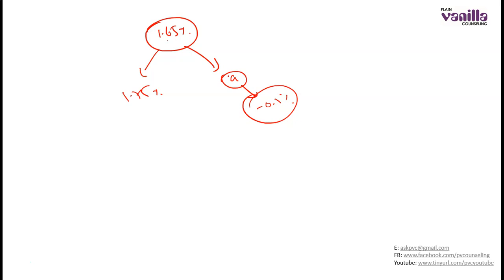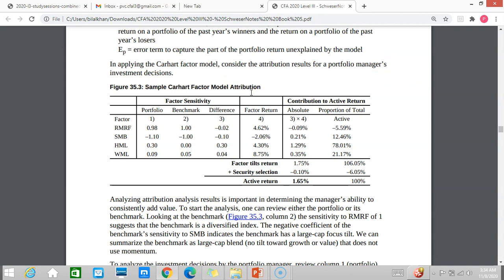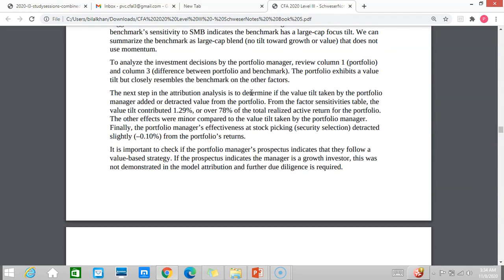That means the investment manager has actually deteriorated value. He or she has not even made the return which otherwise you would have gotten from these fundamentals, and so he or she has deteriorated value. The alpha is negative, and this alpha minus 0.1% as a percentage of total active return is this minus 6.05%. That means from your total active return, the alpha is minus 6.05%. So the portfolio manager has deteriorated your value. So this is another way, that is analyzing the performance using factor sensitivity.